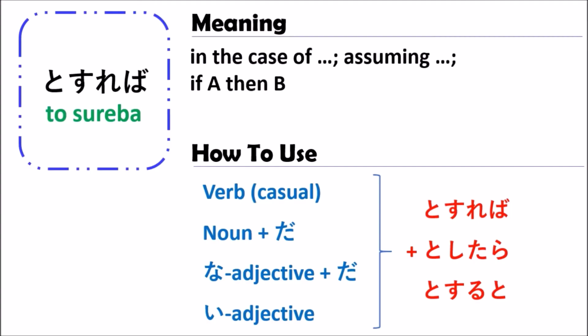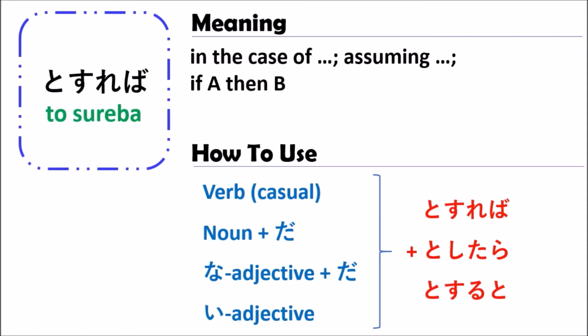And when you use the noun, after the noun you should follow by da, and after that followed by TOSUREBA. And na is just the same as now. After the adjective, you should follow by da and then followed by TOSUREBA. And for the adjective, you don't need to change anything. You can use it that way.